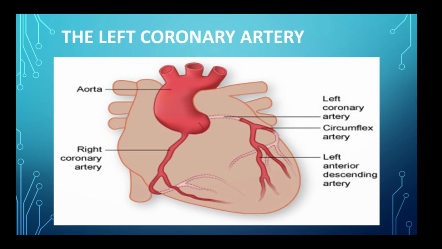The left coronary artery supplies blood to the left side of the heart muscle, mainly the left ventricle and left atrium. The left coronary artery divides into branches, that is, the left anterior descending artery and the circumflex artery.